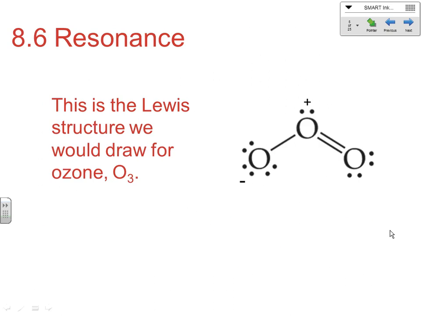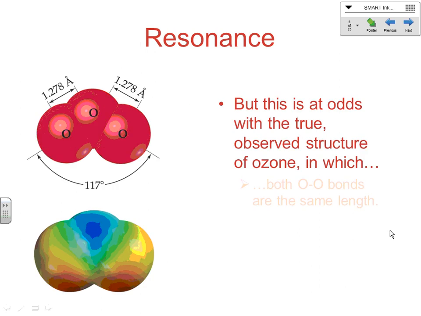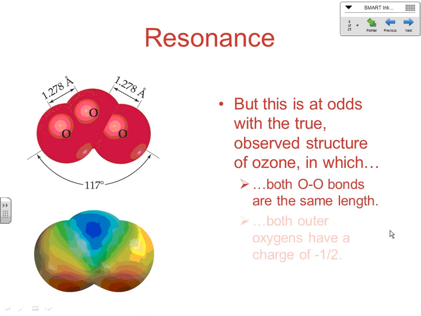Now, the next idea is in 8.6. This is resonance. If we want to draw Lewis structures, sometimes we have a situation where we have more than one way to represent the exact same thing. So this is a Lewis structure that we would draw for ozone. The problem is this is at odds with what we know to be true, which is the observed structure of ozone.